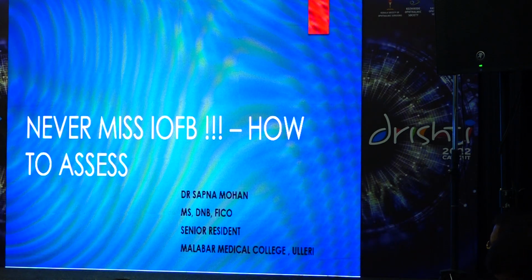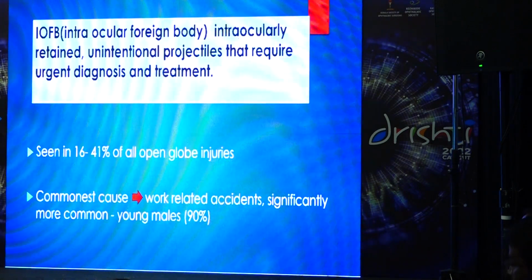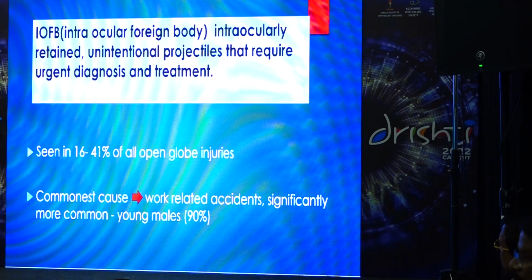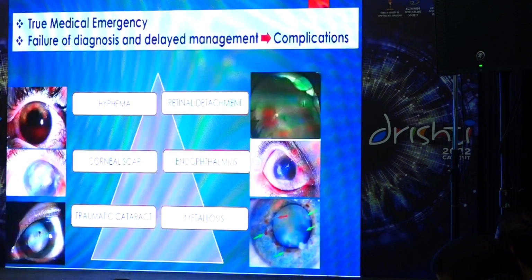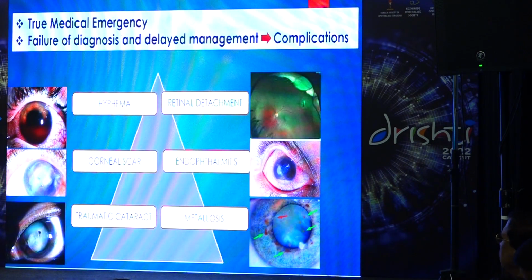Today I'm going to talk about how to look for an intraocular foreign body. An intraocular foreign body is typically defined as an intraocularly retained unintentional projectile that requires urgent diagnosis and treatment. It is seen in up to 16 to 41% of all open globe injuries, and the commonest cause is work-related trauma, typically affecting young males. So it's a true medical emergency.